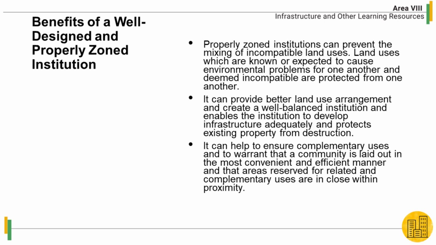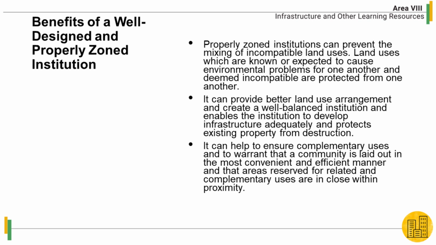Through this master development plan, the university can prevent the mixing of incompatible land uses. Land uses which are known or expected to cause environmental problems for one another and deemed incompatible are protected from one another. It can also provide better land use arrangements and create a well-balanced institution and enables the institution to develop infrastructure adequately and protect existing property from destruction.